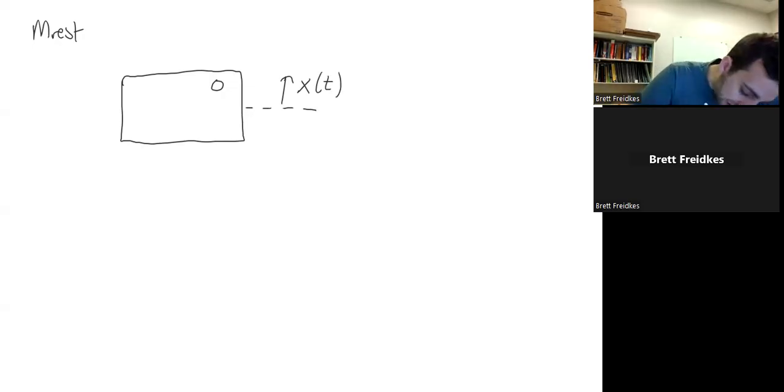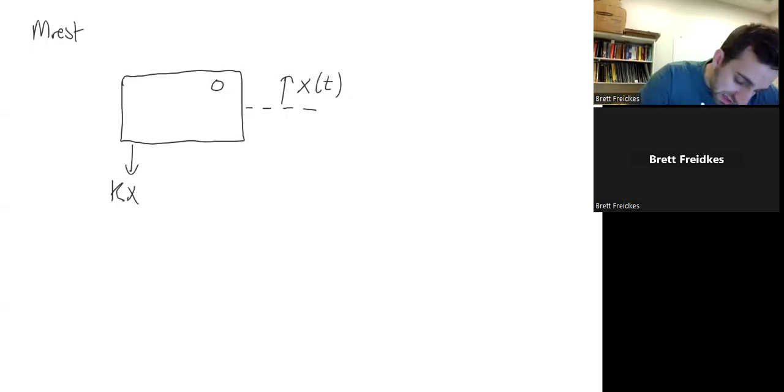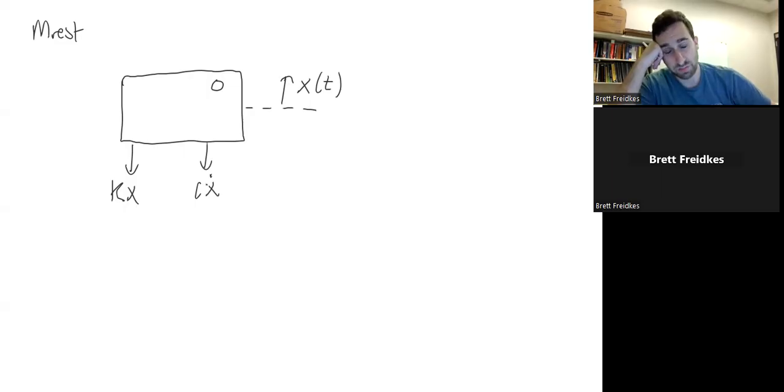So first off, we have some spring force. If the mass goes up, the spring force is going to try to pull it back down. And same thing with the damper. The damper is going to try to slow it down. It's based on the velocity, and it will also point in the opposite direction of the motion.